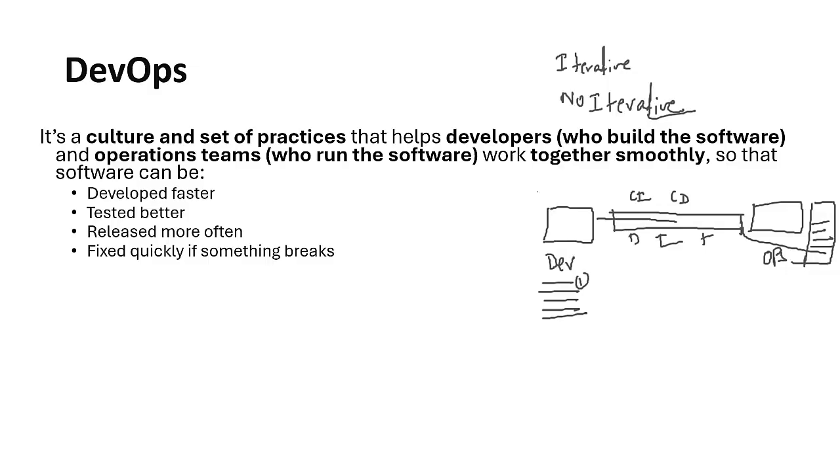So the biggest reason for going for DevOps is basically to help the developers who build the software and the operations team who run the software work together smoothly, so the software can be developed faster, tested better, released more often, and fixed quickly. So now what happened, the application is already running based on this repository.